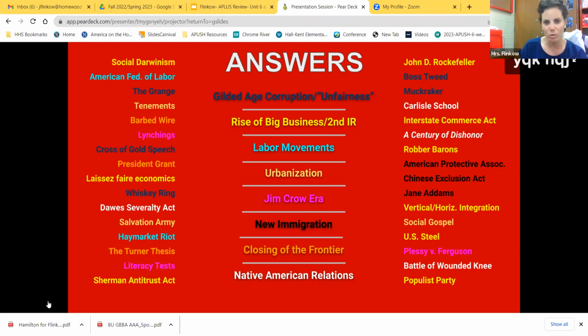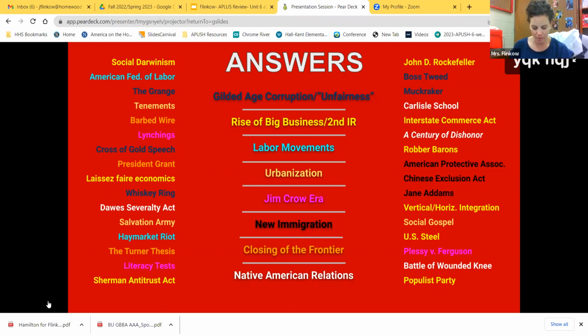A lot of you circled the Turner thesis, okay? Turner thesis, this was a thesis written by Frederick Turner, and it basically said that the West was closed off, meaning that America had expanded as far west as they could, that everything in the West had been explored, it was being developed, that we're not moving.